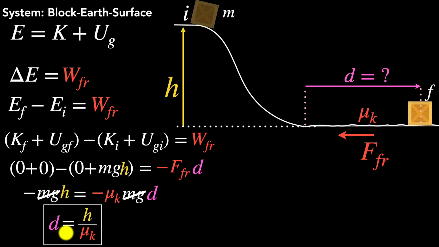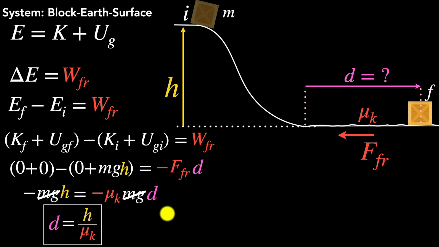That makes perfect sense. Finally, what if mu k was infinitely large? Well, then d would be almost 0. Does that make sense? Yeah, if mu k was infinitely large, then you would have a super, super strong force of friction, and the block would almost instantly decelerate, come to a stop, making d 0. So it all makes sense. We've looked at it from multiple angles. This makes a lot of sense.